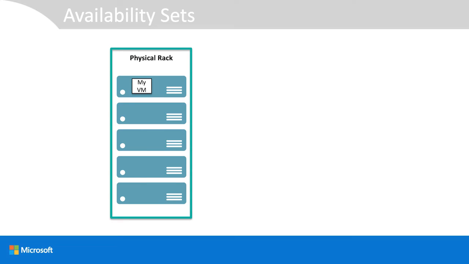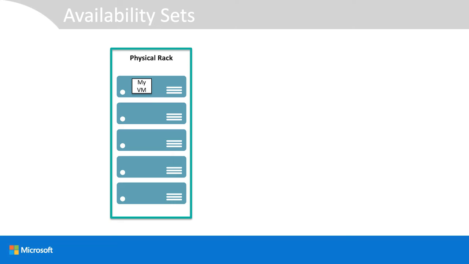This slide shows my VM hosted on a host computer inside of a physical rack in an Azure data center. This VM is susceptible to downtime due to maintenance events, such as Microsoft updating the host OS, or if Azure moves my VM to another host computer because of a problem. It's also susceptible to downtime if something were to happen in the physical hardware rack where the host computer is located. Now, to protect myself from these types of events, I can use an availability set.